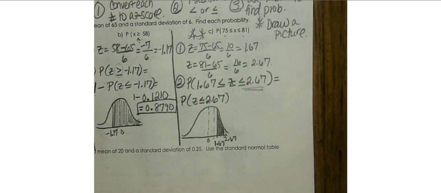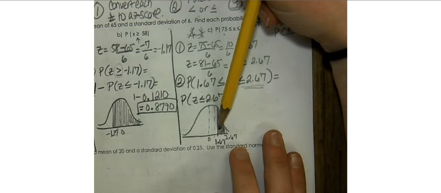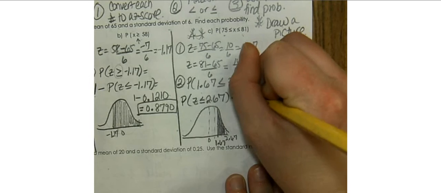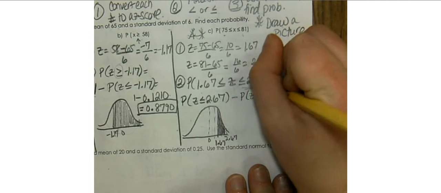So if we're talking about the probability of z being less than 2.67, I'm shading everything below. But I don't want everything below, because I don't want anything that's less than 1.67, because that part's not shaded. So I'm going to take away the probability that z is less than or equal to 1.67. So I'm going to explain that again.